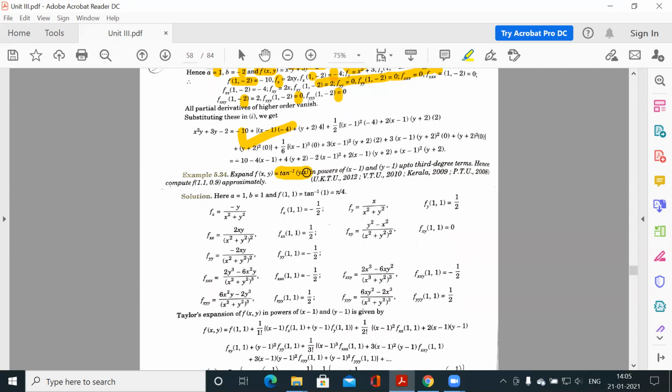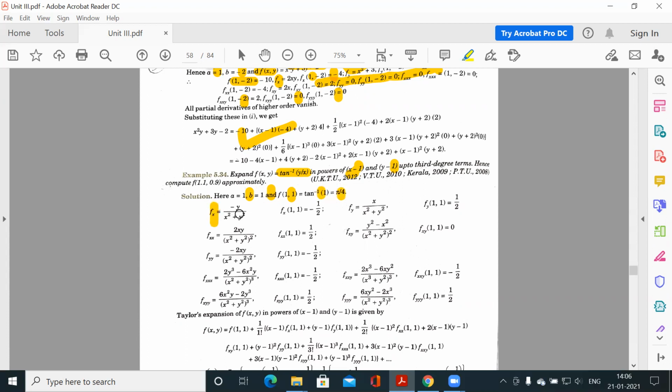Now again, tan inverse y over x in powers of x minus 1, y minus 1. So the function is tan inverse y over x, which is a function of xy. Next, in powers of x minus 1, y minus 1, that means we have to find the derivatives value at the point 1, 1. A is 1, b is 1. Next, f of 1, 1 means tan inverse of 1 over 1, pi by 4.